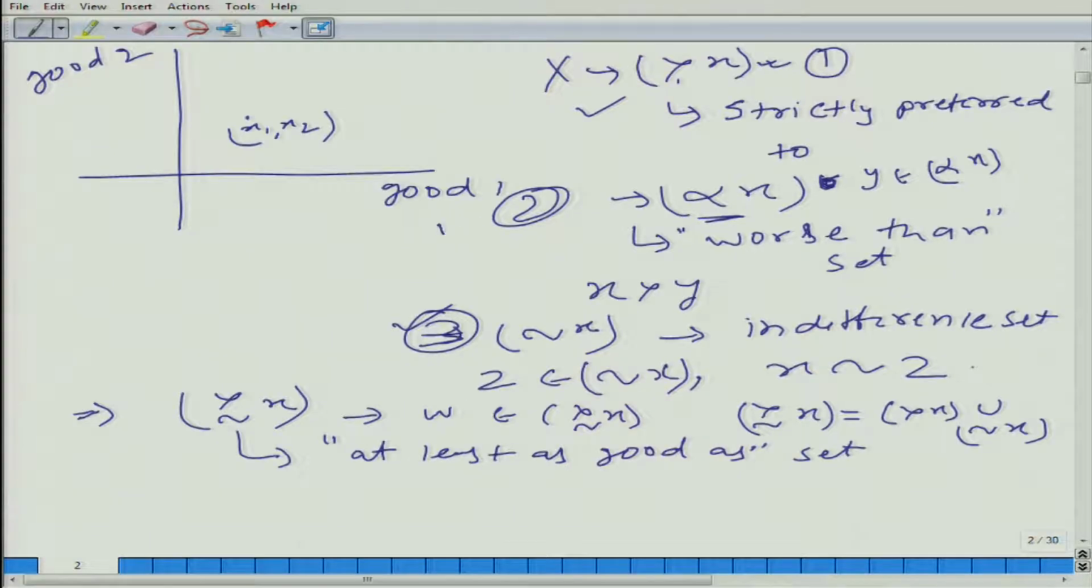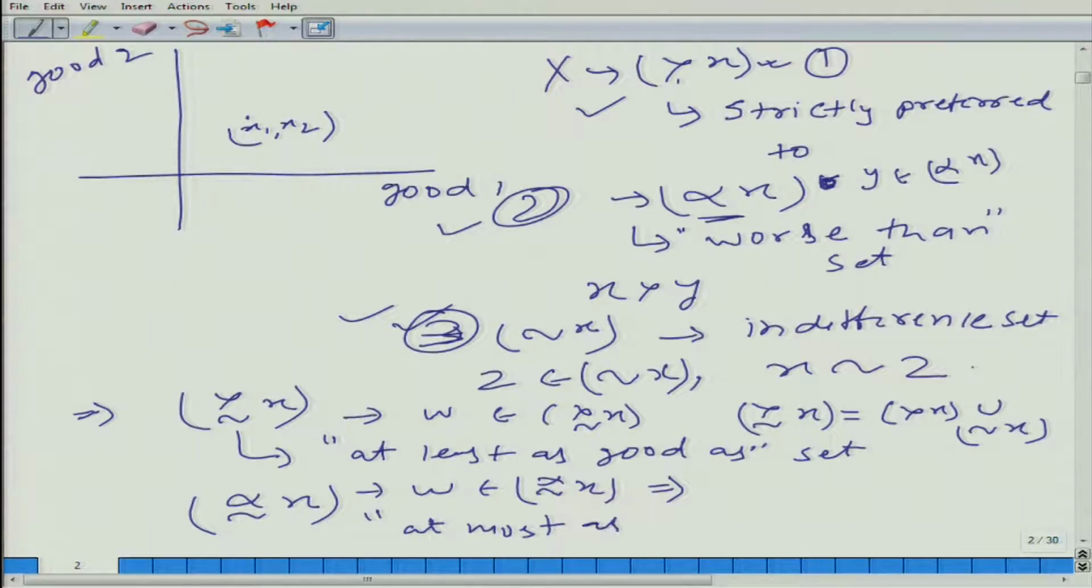Similarly, we can combine 2 and 3. What will we get? When we take any element w in this new set, it is at most as good as x, and of course, how do we get this?